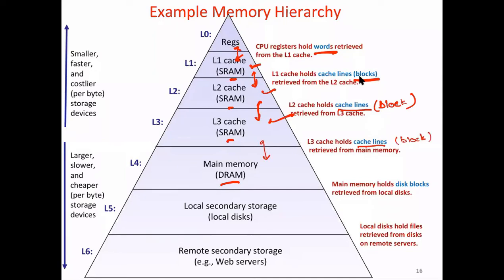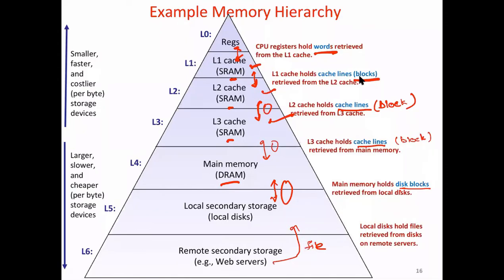All right, so the unit of transfer is all blocks here. Note that the block size may vary. The block size here could be larger than the block size here, could be different from here, and so on. It totally depends on the design of the memory. And between secondary storage, remote secondary storage, for example a web server, we are bringing the file. So the unit of transfer is usually a block. Right now, let's focus only on the word block, which is similar to cache line.